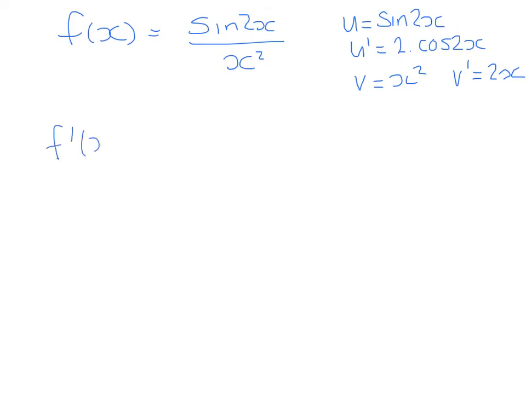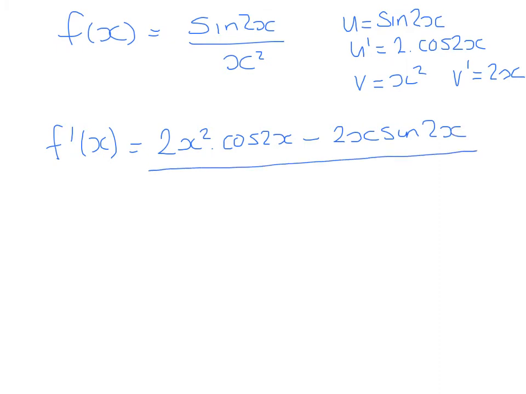So that will give us u dash v is 2 times x squared times cos 2x minus v dash u, which is 2x times sine 2x all over v squared, which is x to the 4. Try and tidy it up a little. On the top we can take out 2x as a common factor.